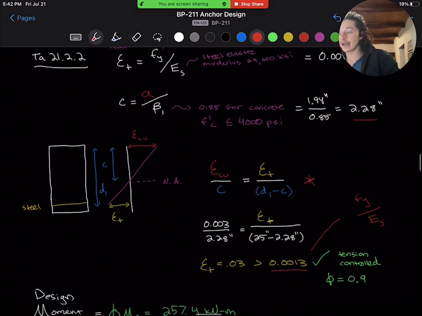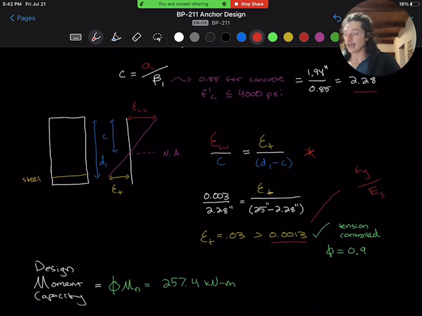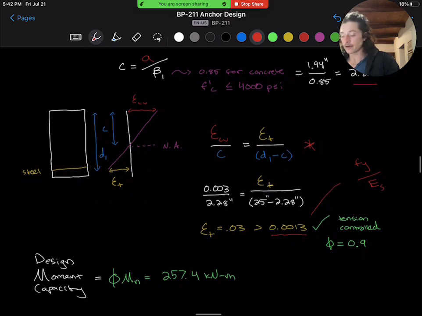And with this, we can calculate Mn and compare it with our ultimate strength, Mu. So we have our design moment capacity. It's going to be phi Mn, which is 257.4 kilonewton meters.